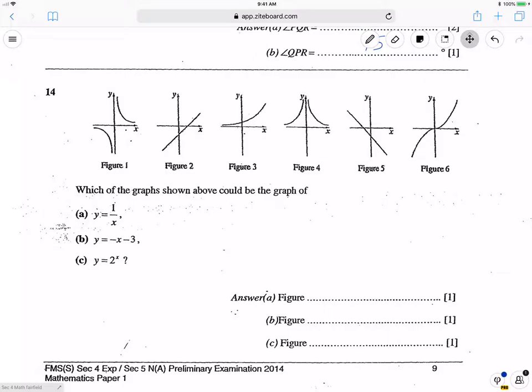I cannot teach you how to be careful. Okay, so this is our favorite, right? Because we have memorized the 12 templates of the graph. So by now you should be very good at this. Okay, A, what is A? Which one is A? You memorized the 12, no?